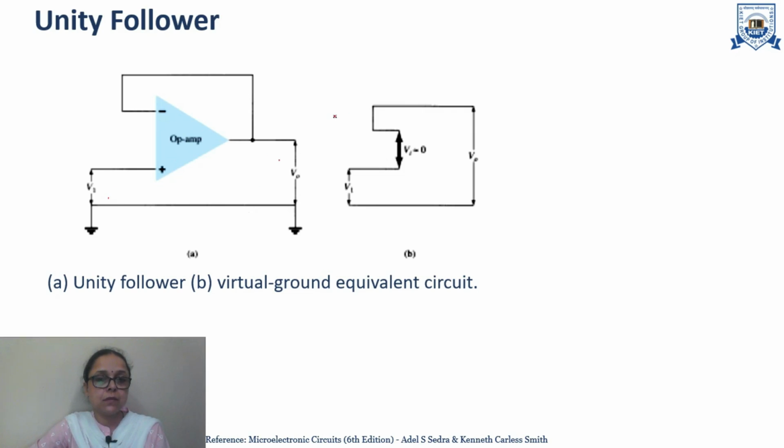Now this is the virtual ground equivalent. If this node is at V1, this node will also be at V1. So here we have shown the virtual ground equivalent. From this equivalent we can see the output will be the same as the input, that is VO is equal to V1. So if we connect the op-amp in this configuration, we can get the output same as the input.